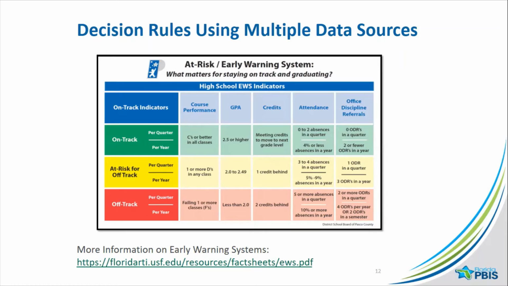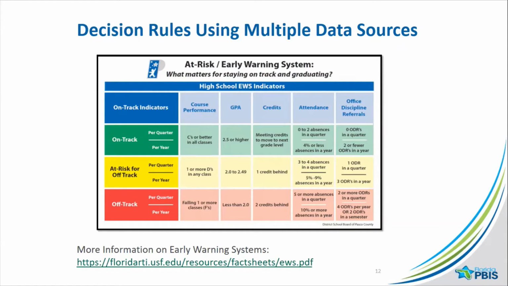And you see they include academic measures like course performance, credits, along with some of those other measures that we mentioned, like attendance, discipline referrals, and some people also include out-of-school suspension here. So when districts and schools are creating their early warning systems, they're going off of research to guide some of those early warning indicators.